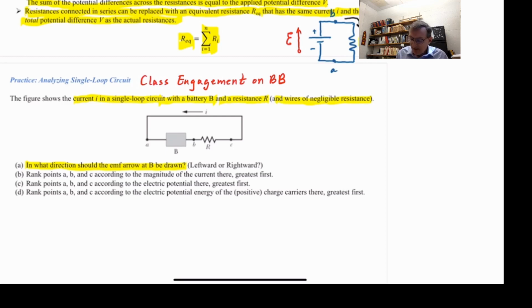Next, part B. You'll see there are 3 points labeled in the circuit diagram for reference. The point way over here is point A, the point between the battery and the resistor is point B, and the point to the right of the resistor is labeled point C. They're just points in the circuit. We are to rank those 3 points according to the magnitude of the current there, greatest first. Next, rank those 3 points according to the electric potential there, greatest first. And then D, rank those 3 points according to the electric potential energy of the positive charge carriers at those points, greatest first.